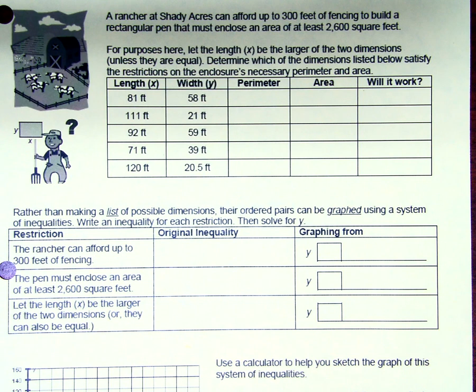A rancher at Shady Acres can afford up to 300 feet of fencing to build a rectangular pen that must enclose an area of at least 2,600 square feet. What do you know already before we have even started any of the rest of this problem? Is this a system of equations? No, right? Not this time. Why is it not a system of equations?